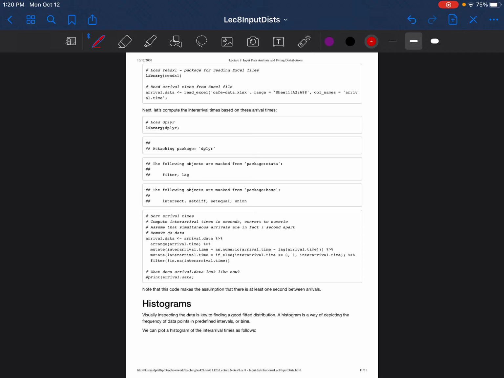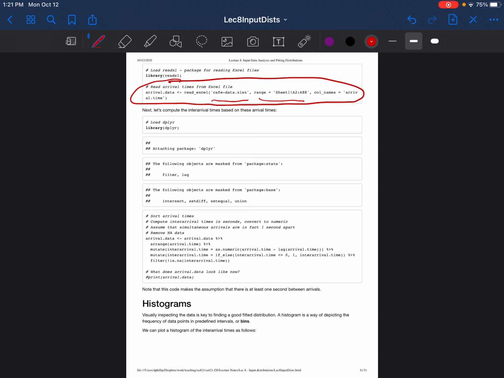Here we can use a handy function, read Excel. It's in the read Excel library. You have to make sure that package is loaded, of course. And then it's just one simple command in R. You have to give it the name of the file and the range in the file where the data is. So it's a pretty handy function because there's not much more you need to do than have an Excel file.